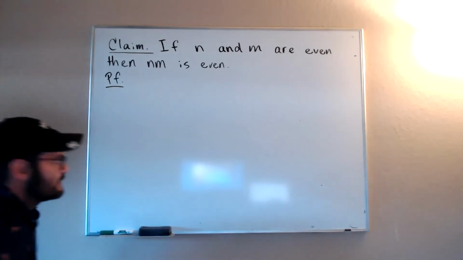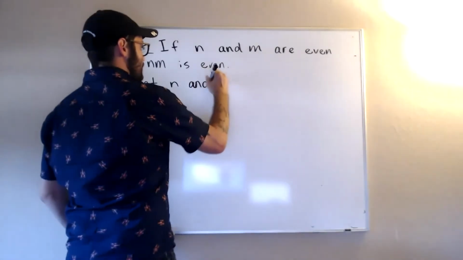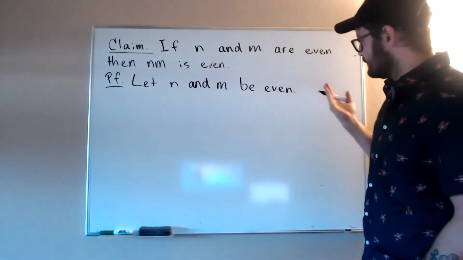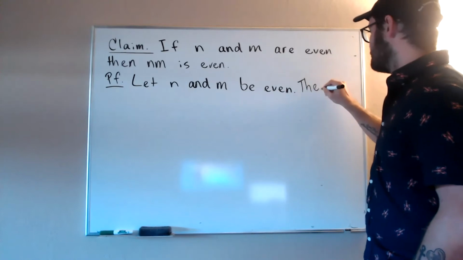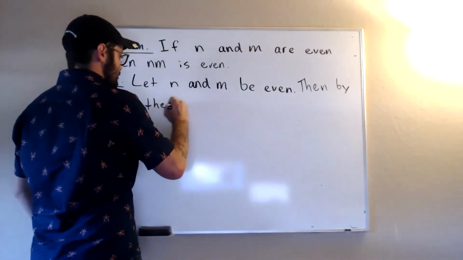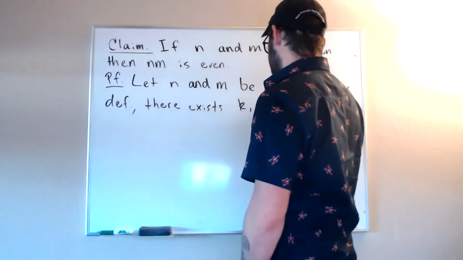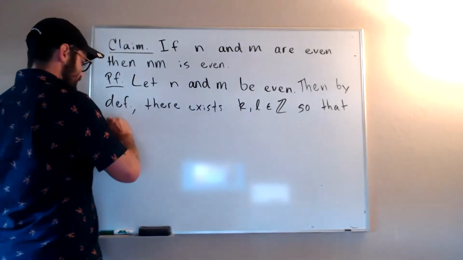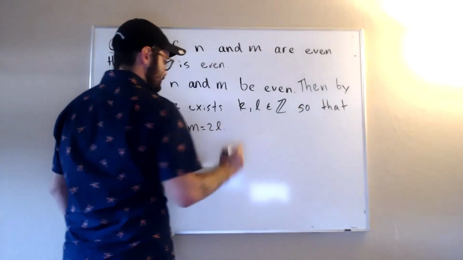All right, so we can do this with a direct proof. So we'll just say, okay, let n and m be even. So we make a declarative statement, and once we know that n and m are even, we can use the definition now. So then by definition, there exists integers, I don't know, k and l, so that n is equal to 2k and m is equal to 2l. Okay?